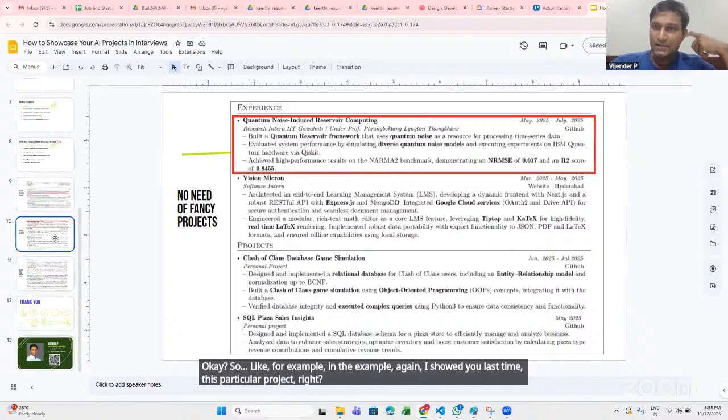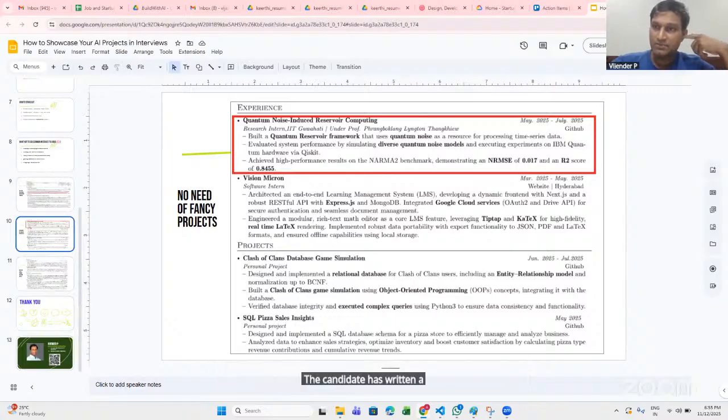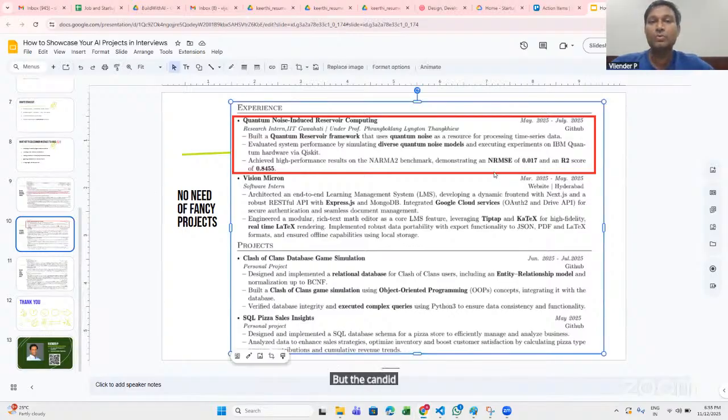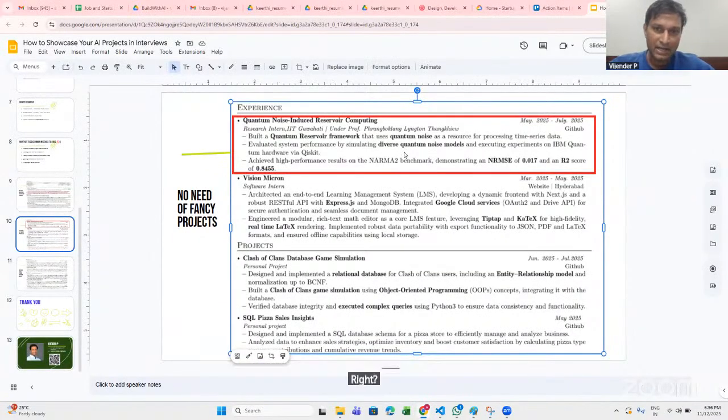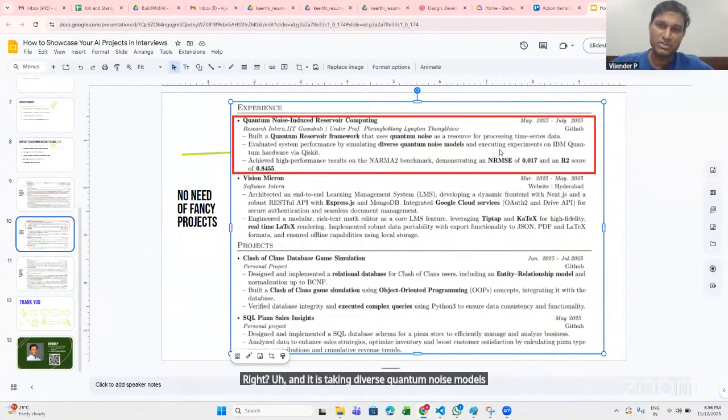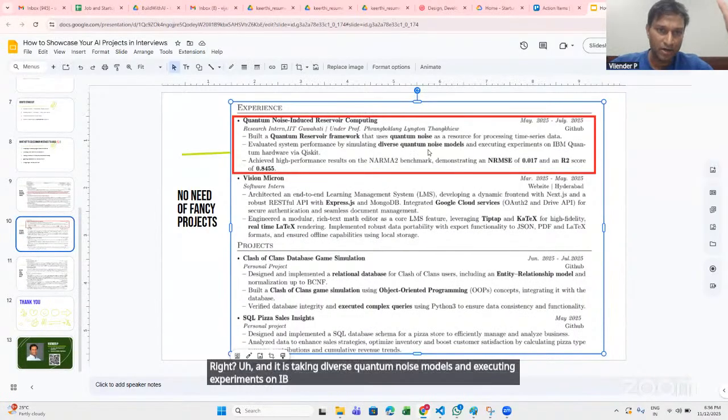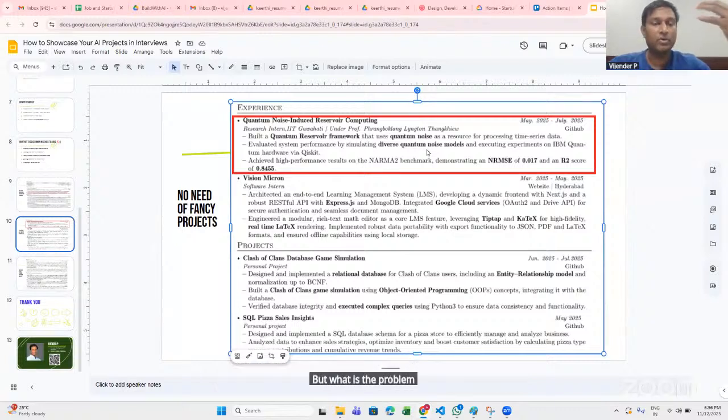Like for example, in the example I showed you last time, this particular project, the candidate has written a project which looks nice, but the candidate has no clue what it is supposed to solve. The candidate is saying we built a quantum reservoir framework which is supposed to take some time series data, and it is taking diverse quantum noise models and executing experiments on IBM quantum hardware via Qiskit and all. But what is the problem that it is solving?